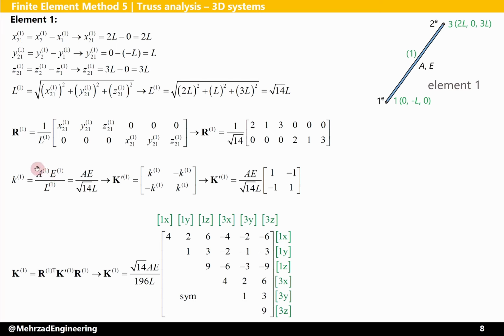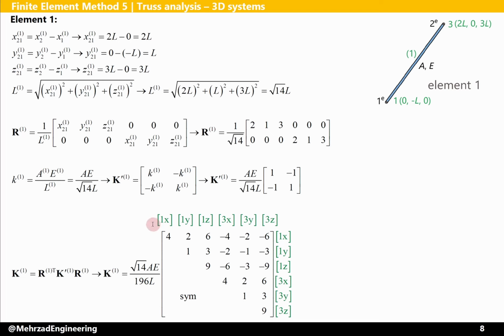For element number 1, cross-sectional area is equal to A, elastic modulus is E, and length of the element is square root of 14 times L. Now we have the stiffness matrix of the element in local coordinate system. Finally, to find a stiffness matrix for element number 1 in global coordinate system, we need to do multiplication of R transpose K prime and R for element number 1. This is the stiffness matrix in global coordinate system for element number 1.